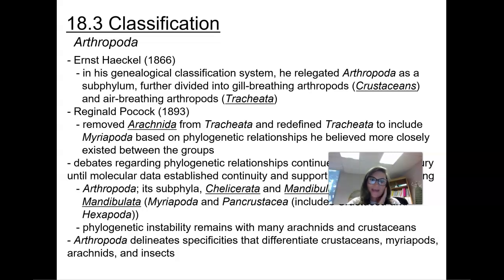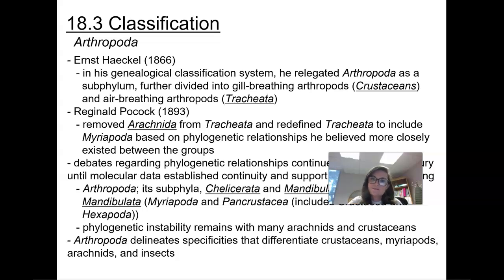Reginald Pocock in 1893 is going to remove arachnida from the tracheata and redefine it to include the myriapoda, based on the phylogenetic relationships that he believed were more closely exhibited between the two groups.